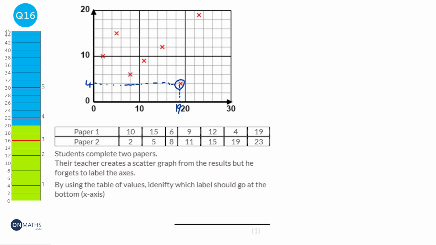So we're going to have a look on our table for a 4 and a 19. We've got a 19 and 23 here. It's got to be a 4 and a 19, which is here. And it shows that the 4 is for paper 1 and the 19 is for paper 2. So our answer will just be paper 2.